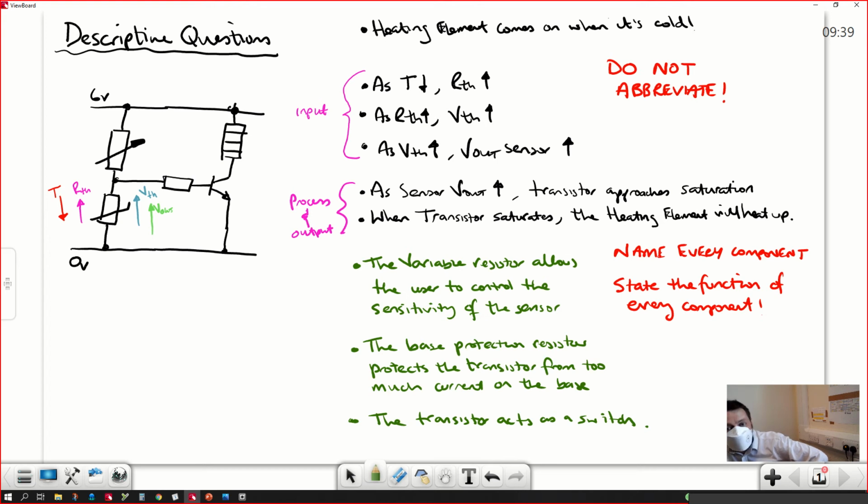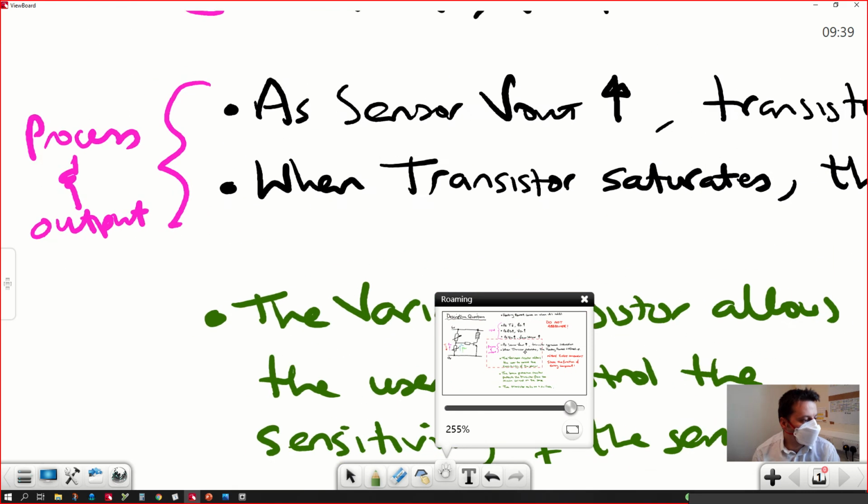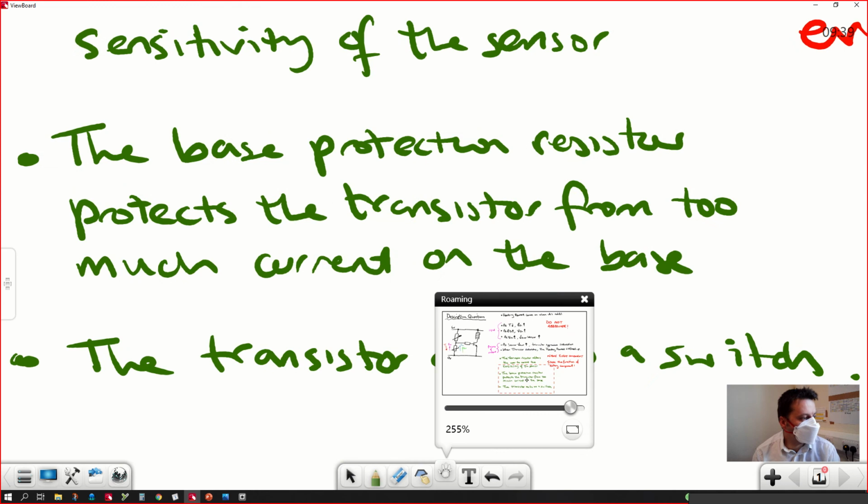The green writing. So the green writing are 3 bullet points. The first one says the variable resistor allows the user to control the sensitivity of the sensor. The next one now says the base protection resistor protects the transistor from too much current on the base. And then the last one says the transistor acts as a switch.